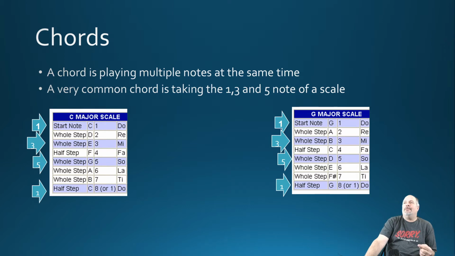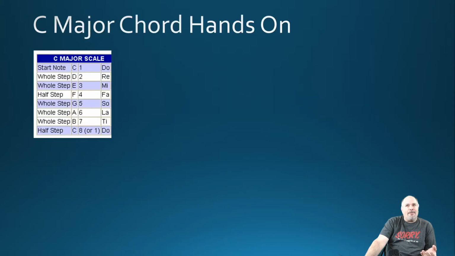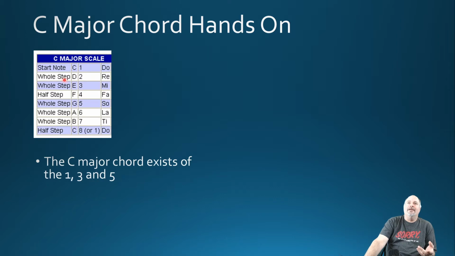So let's have a little closer look at this. Hopefully it's starting to sink in, but I know it can be overwhelming at first if this is new to you. Here's some hands-on. That same graphic of the C major, no sharps or flats, my whole steps and half steps, and my 1 and my 3 and my 5 are the notes in my C major chord, which ended up being C, E, and G, 1, 3, 5.